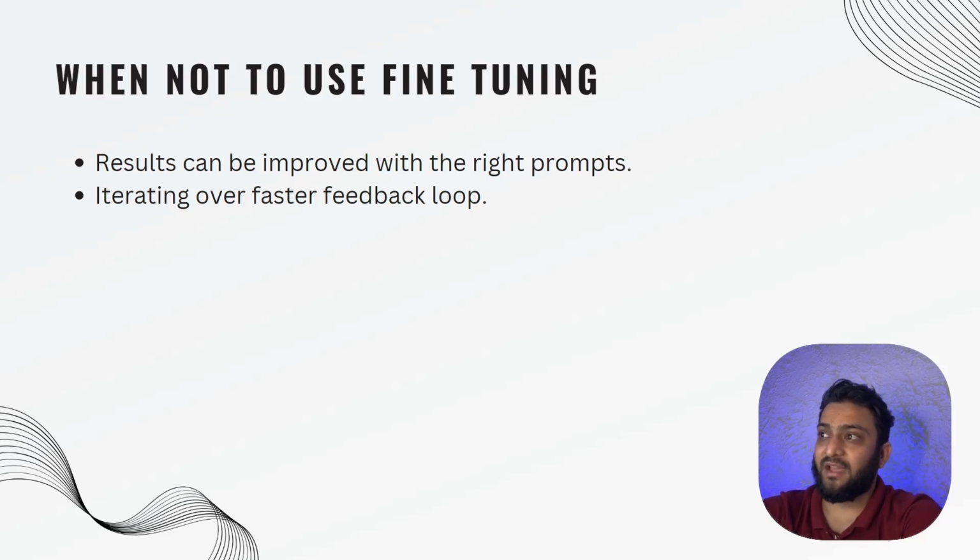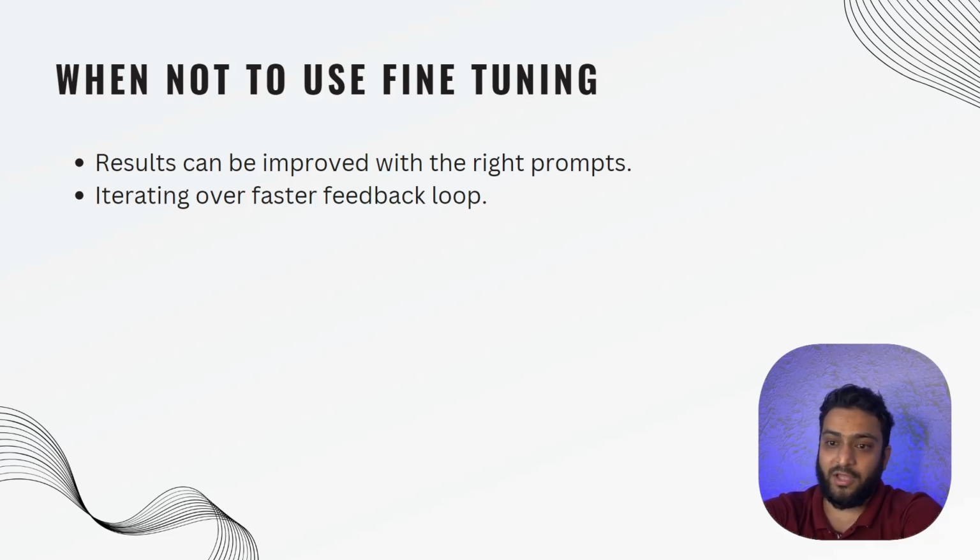And the reason being, as you can see, the second point, which says iterating over feedback loop is faster when you do prompting, and when you go with fine tuning, it's not that fast. So what's this iterating over feedback loop? Basically, let's say you have training data and you train your model, you did fine tuning, and after doing fine tuning you realize that the model isn't performing as expected.